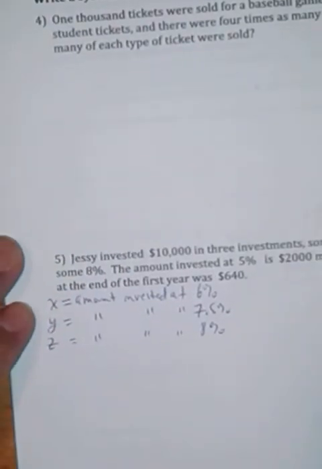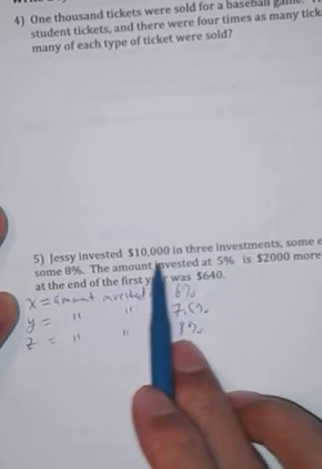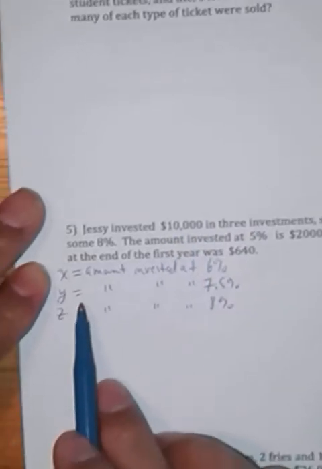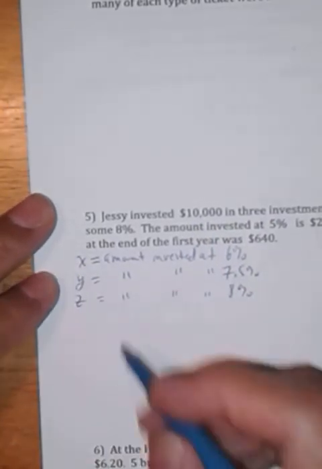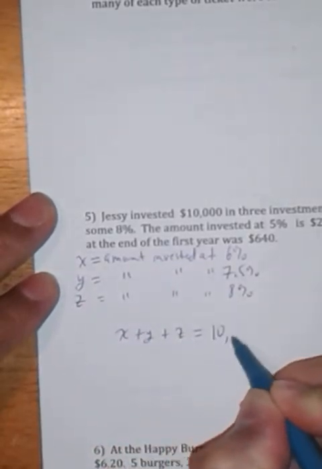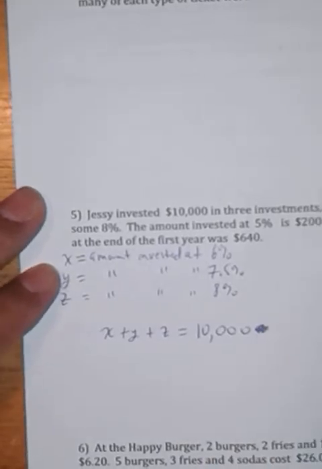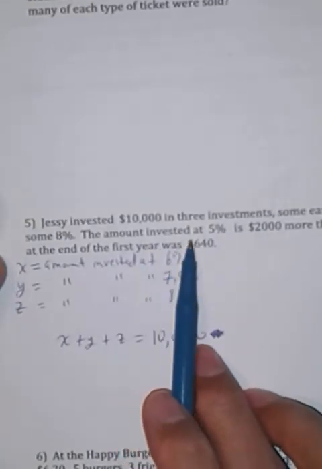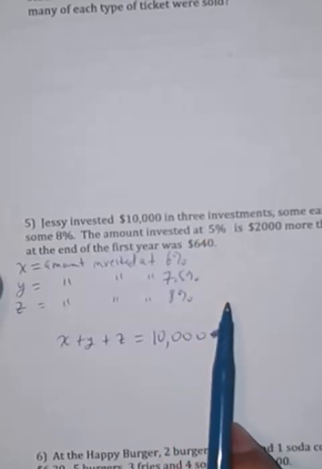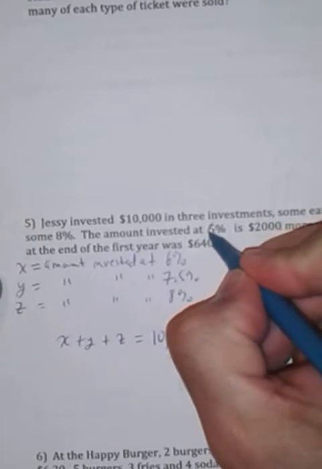So we're going to write 3 equations. The first statement tells us that there's $10,000 invested, so X plus Y plus Z will be $10,000. That's my first equation. The second statement tells me the amount invested at 5%. Oops, I think it's 6%.